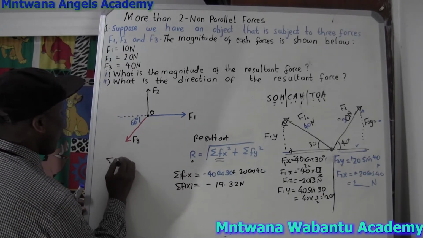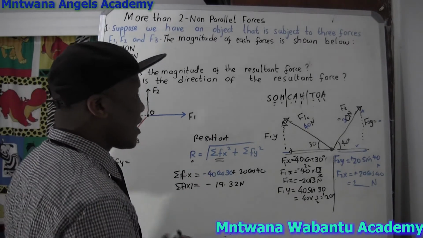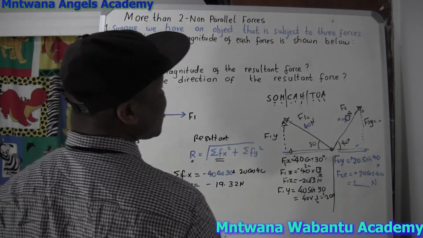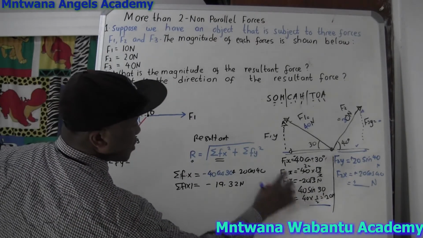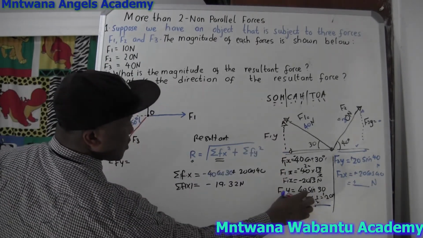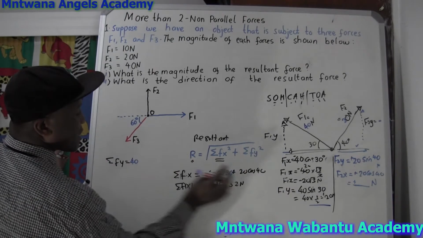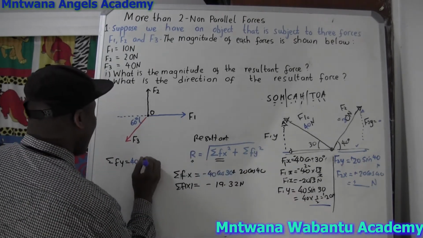So sum now of all the f of y. Let's get sum of all of y. Okay, now let's go for the first one. The first one, f of y, this one here, 20 Newton. This one means the one which is moving up. 20 Newton means 40, or you can say 40 sine of 30.